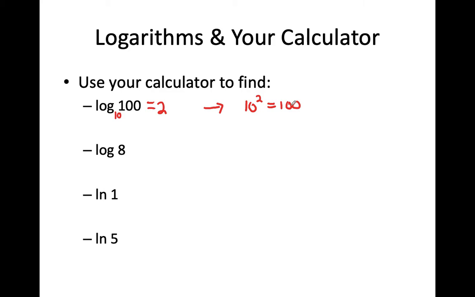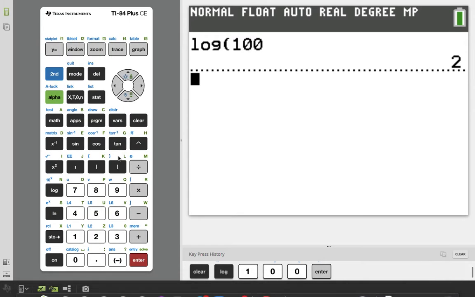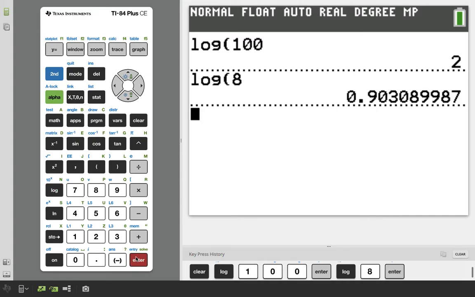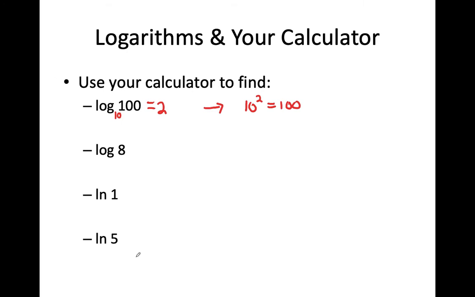Logarithms are set up to find the unknown exponent, okay? All right, so let's do a couple more for practice here. So let's take log of 8. So we'll do log 8, press enter, and there would be our value, right? So this would be approximately 0.9 as we evaluate the log of 8.